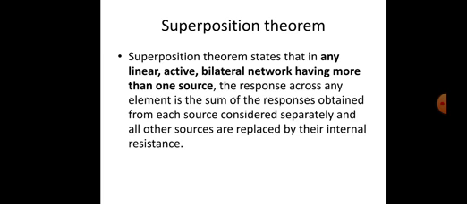Superposition theorem states that in any linear active bilateral network having more than one source, the response across any element is the sum of the responses obtained from each source considered separately, and all other sources are replaced by their internal resistance.